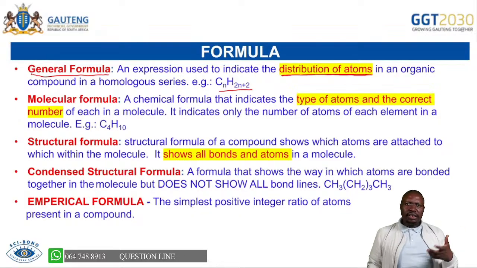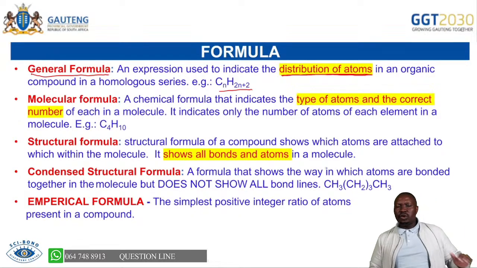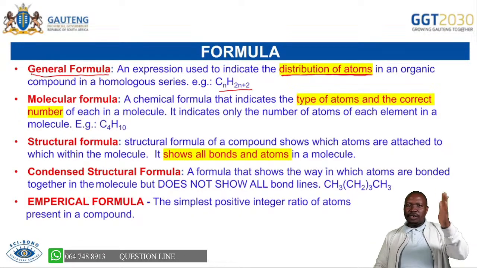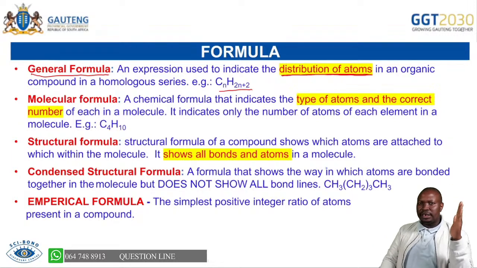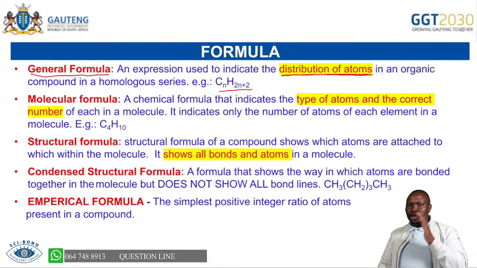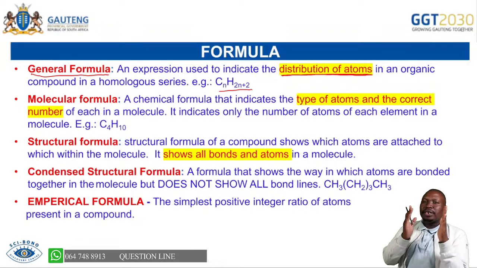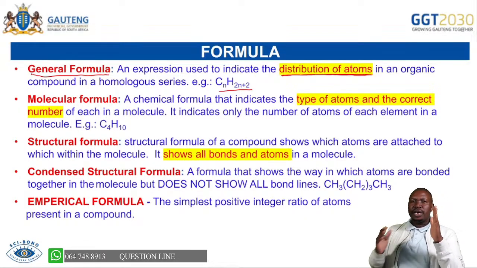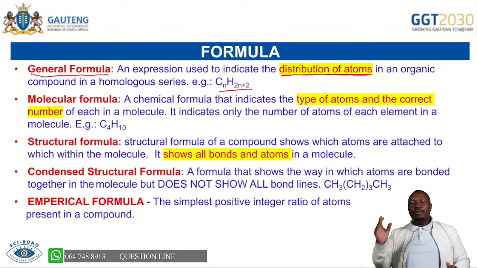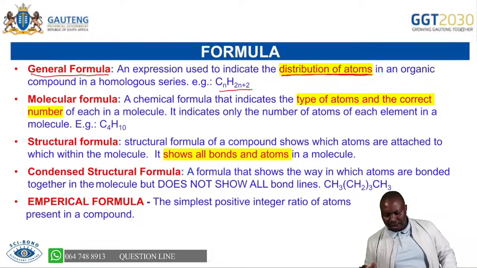So you have to know these general formulas. If I know a homologous series, number 1, I must know the homologous series, which you said is AAA, A, and C. Number 2, you must know their general formulas. Number 3, you must know their functional groups. And number 4, for those that have names, you must know the names of those functional groups.